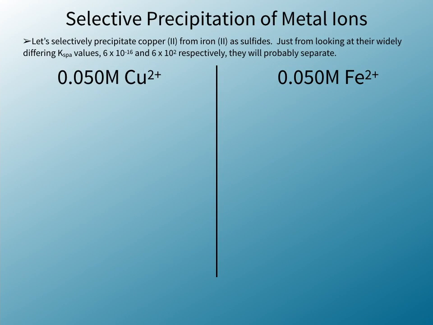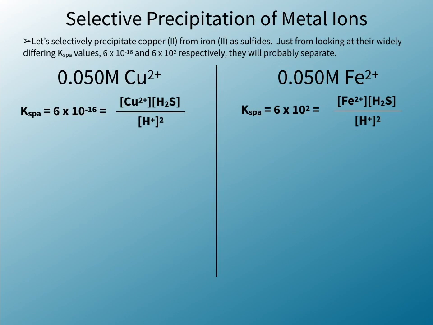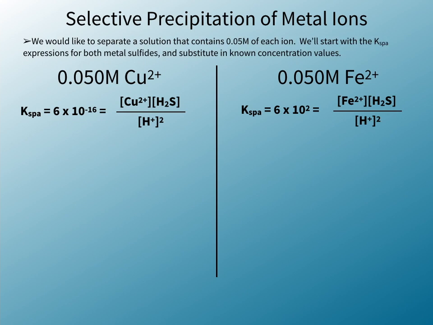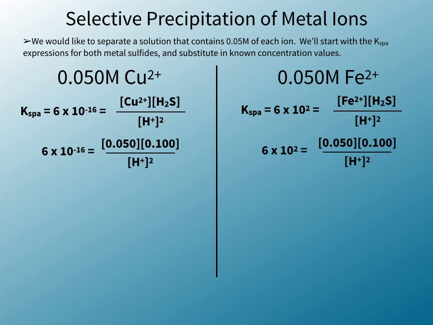Let's selectively precipitate copper-2 from iron-2 as sulfides. Just from looking at their widely differing Kspa values, 6 times 10 to the negative 16th and 6 times 10 to the second respectively, they will probably separate. We'd like to separate a solution that contains 0.05 molar of each ion. We'll start with the Kspa expressions for both metal sulfides and substitute in known concentration values.